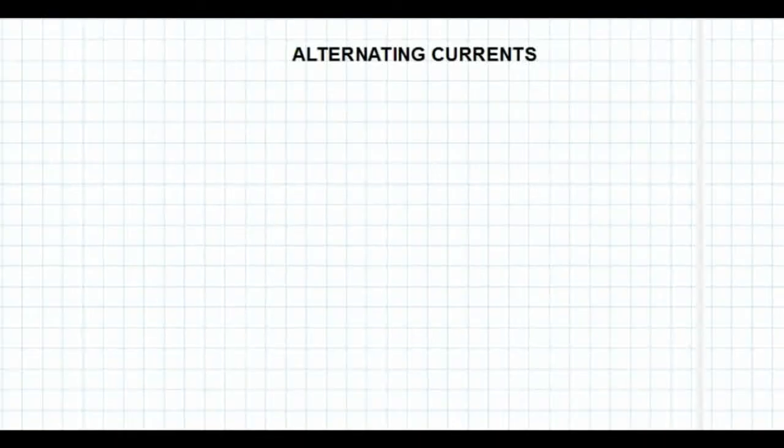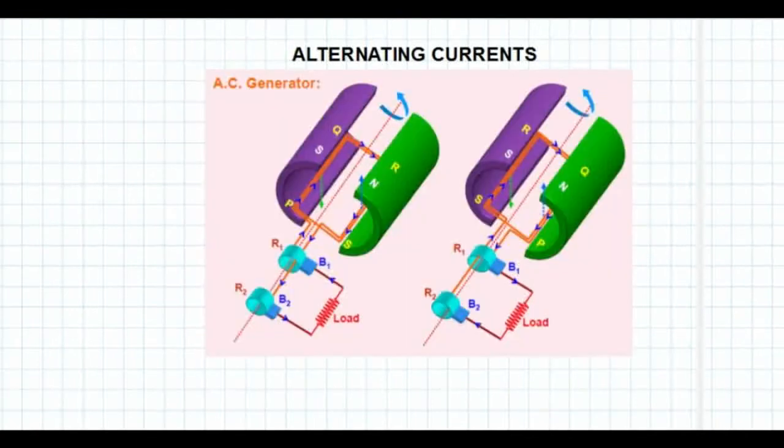So the current is produced in a generator, or AC generator. In the previous class we have learned that whenever the magnetic flux linked with a coil changes, an EMF is induced, and the current so produced is called induced current. So here you can see two magnetic poles. This one is say the north pole, this one is the south pole, and this one is a rectangular coil.